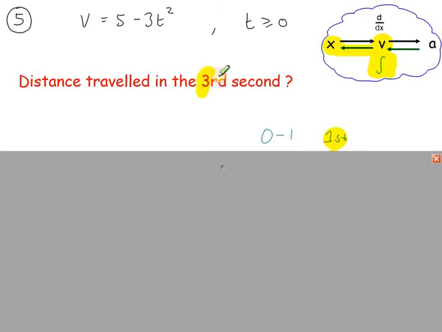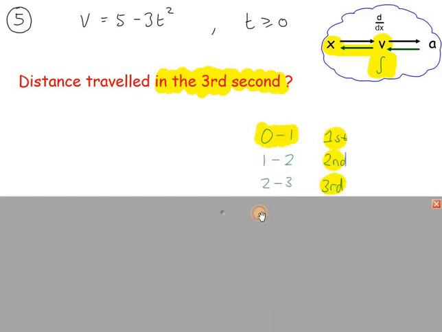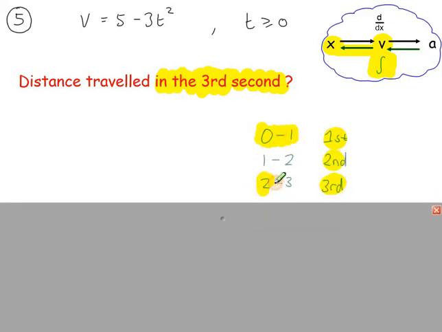So in the third second means this. The first second is where you start a stopwatch and you go from t equals 0 to t equals 1. That's the first second. Second second, third second. In t equals 2 to t equals 3, the distance traveled in that time period.